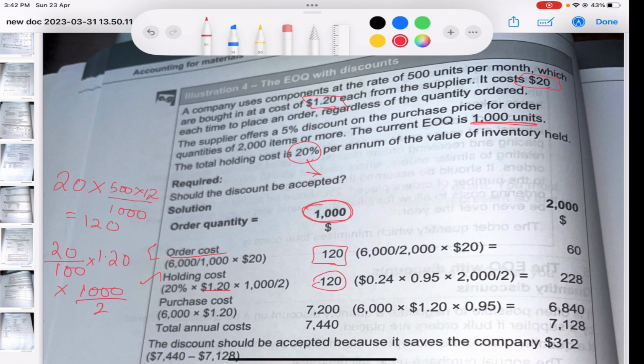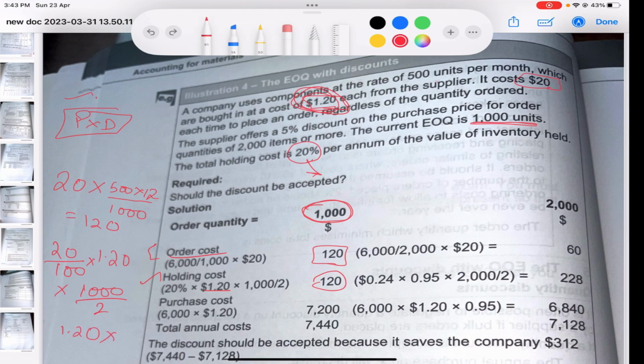Got it? Now, after finding the total ordering cost and total holding cost, I need to find my purchase cost. What is purchase cost? P into D. That was my formula for total annual cost. So purchase price multiplied by annual demand, not quantity, right? Again, multiplied by D. That was a mistake. So P is my 1.20, the purchase price.